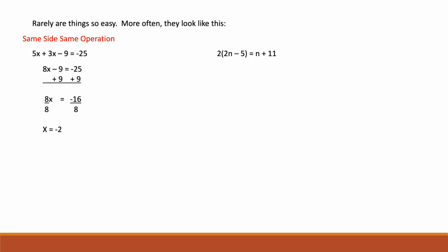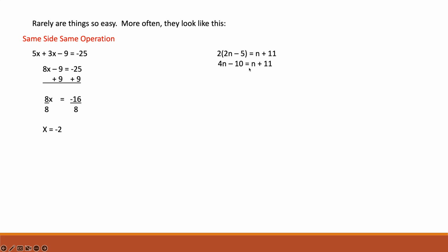Now we're looking for the one number in all of Numberland that works. Okay, so we look at the next equation, and the first thing I notice is, I better distribute. So 2 times 2n is 4n, and 2 times negative 5 is negative 10.